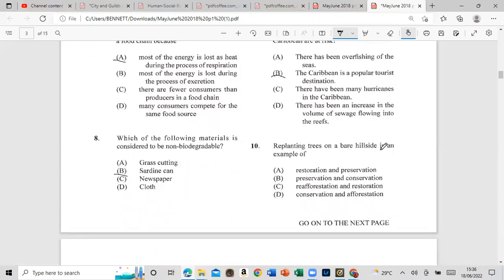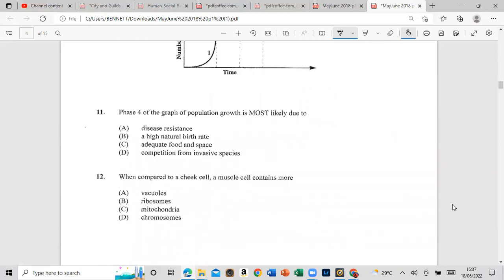Replanting trees on a bare hillside is an example of reforestation. Let's see what the rest say: restoration and preservation. That's reforestation, since it's replanting, right? All right, let's move on to number 11.